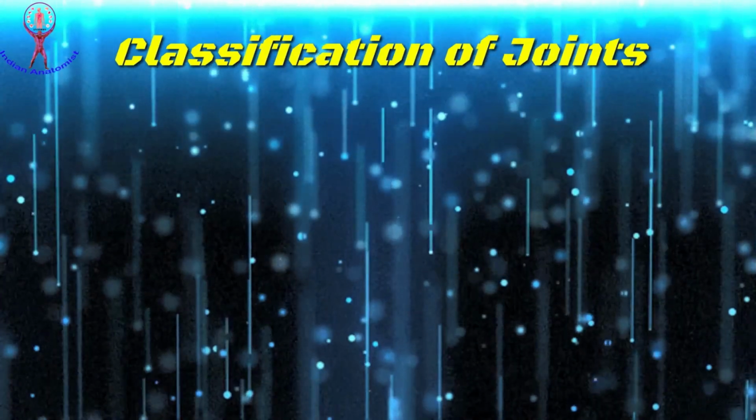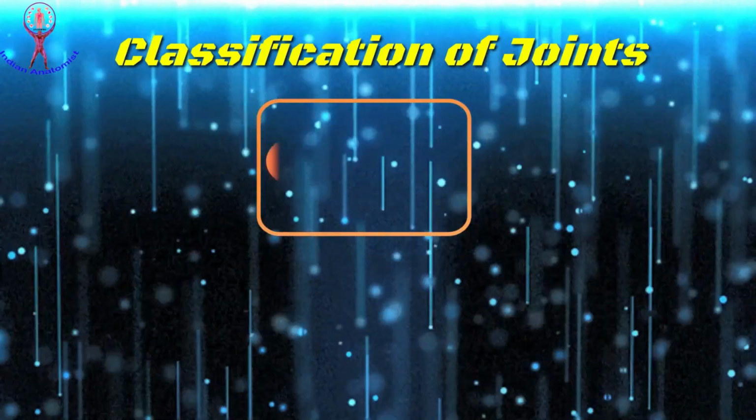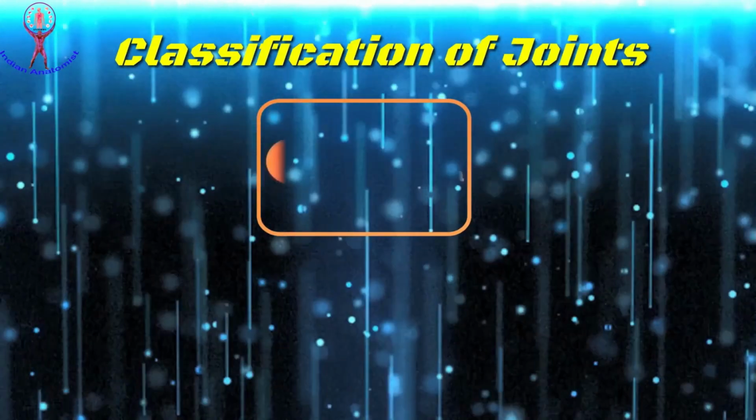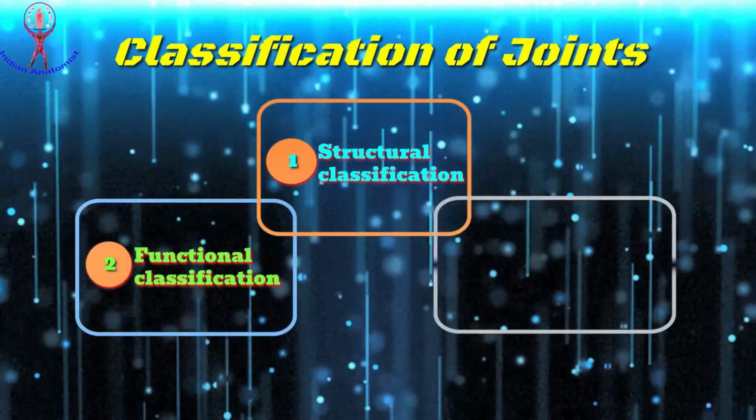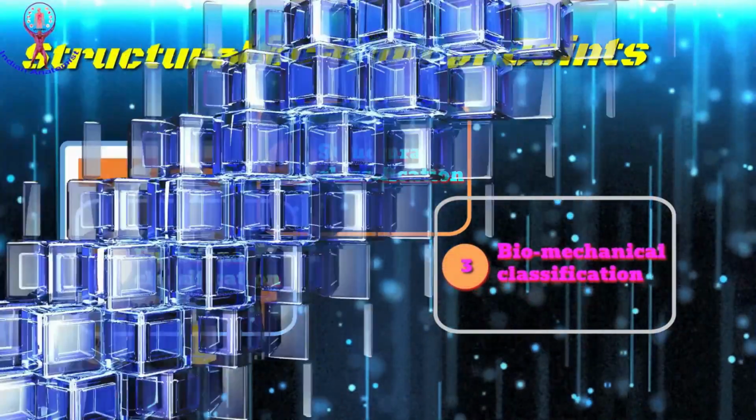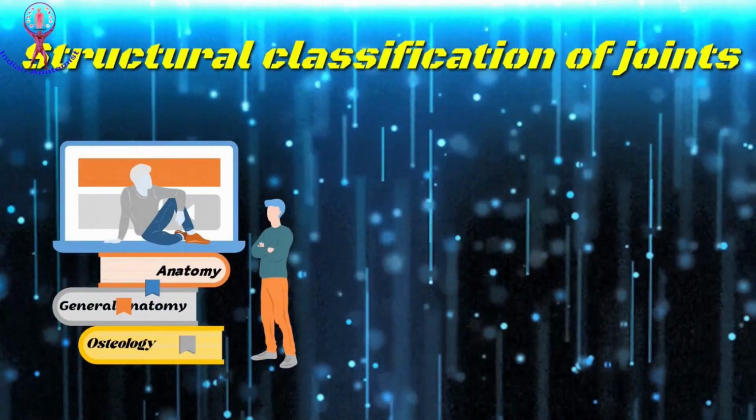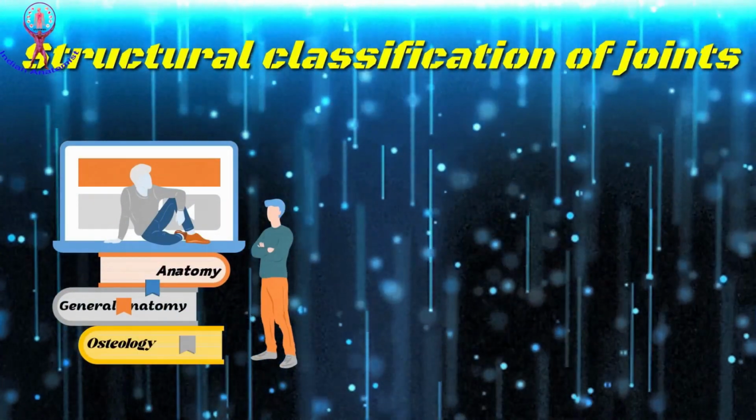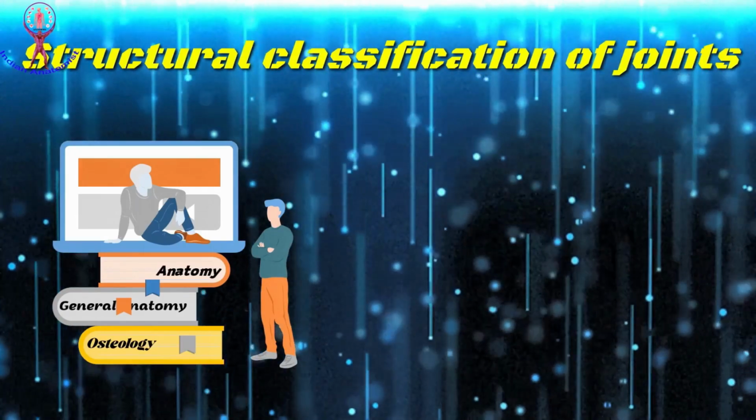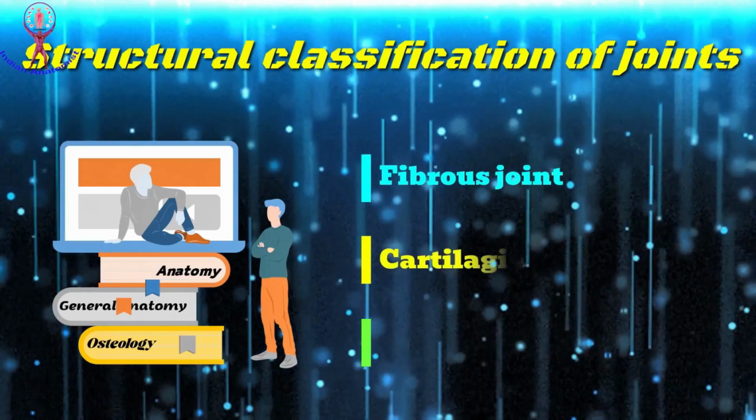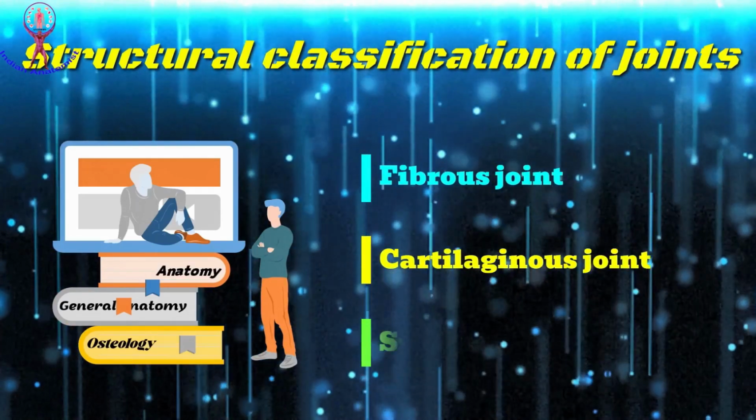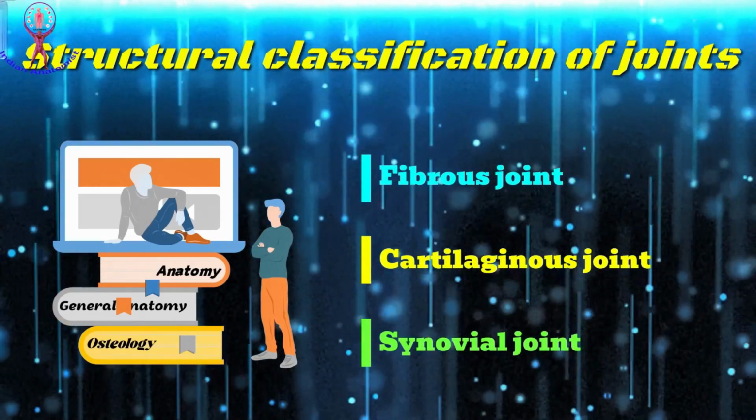Generally, the human body joints are classified into 1. Structural classification, 2. Functional classification, and 3. Biomechanical classification. We will discuss the structural classification. The structural classification is further divided into 3 subtypes. They are fibrous joint, cartilaginous joint, and finally, synovial joint.